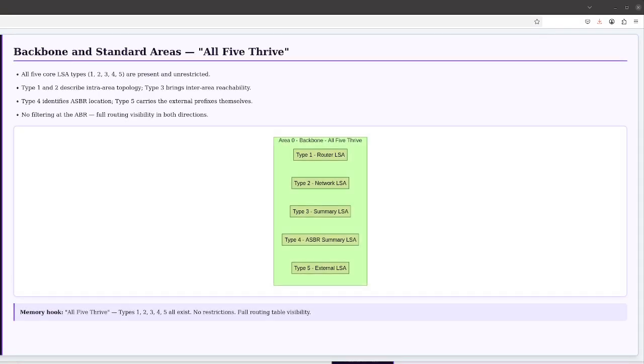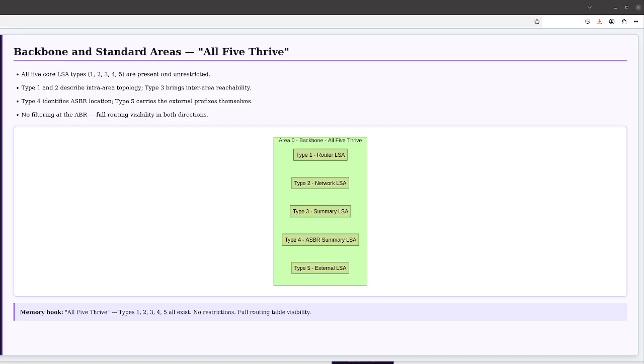Backbone and standard areas: all 5 thrive. The backbone area, Area 0, and any standard non-backbone area accept all 5 core LSA types without restriction. Type 1, Router LSAs, describe the internal topology of routers within the area.